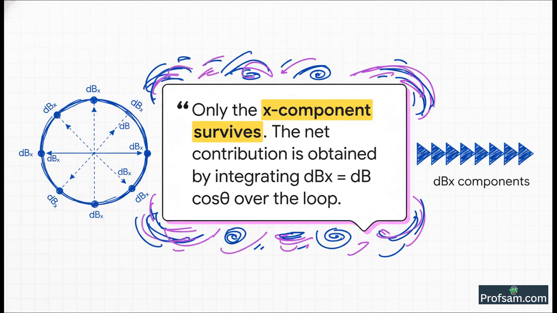The only part of the magnetic field that actually survives this cancellation fest is the forward-pointing part, the component along the axis. So our job just became so much easier. To find the total magnetic field, all we have to do is add up all these forward components, all the dBx's, from every single archer on the team.